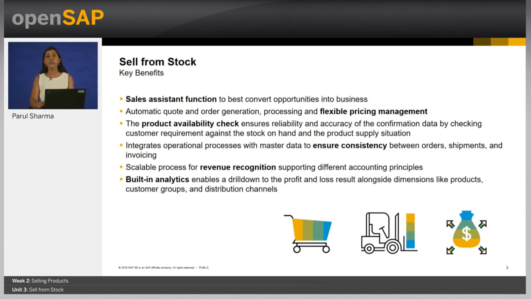If I were to highlight a few key benefits that the system provides, I would like to point towards the sales assistant function, which helps you to convert opportunities to business. The system helps you process orders faster with a flexible pricing engine and inbuilt taxation capabilities. To ensure that you keep your promise to the customer, the system provides, at the time of order creation, an availability to promise check, which helps you communicate in a transparent manner if a delivery can be promised or not.